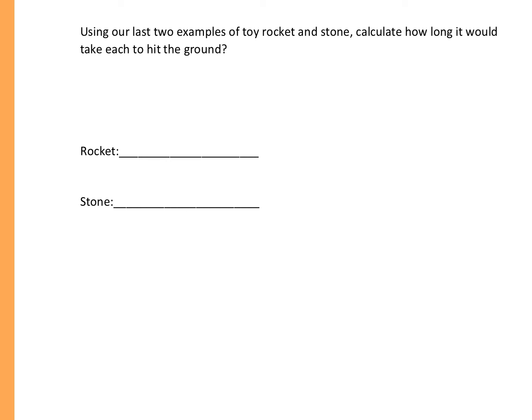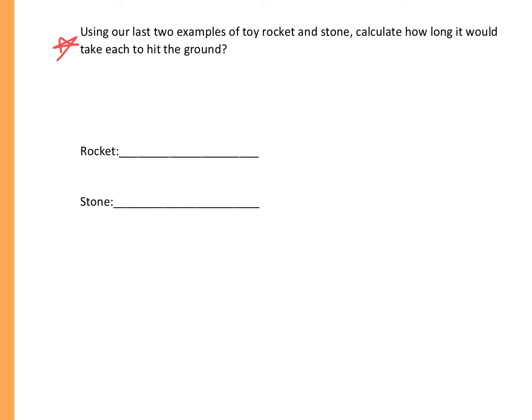Okay, so using our last two examples of a toy rocket and a stone, calculate how long it would take each of them to hit the ground, okay? If we can do well with one problem, we don't have to do both, okay? But I need you to work with me here. They just actually gave me a number in this question here. They told me something. How long would it take each to hit the ground?